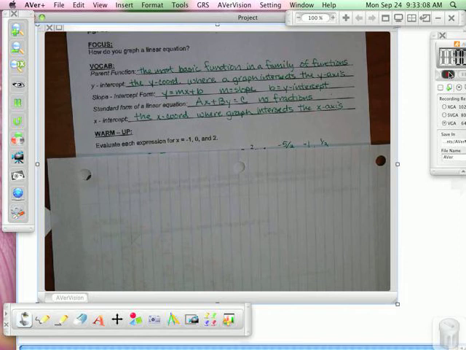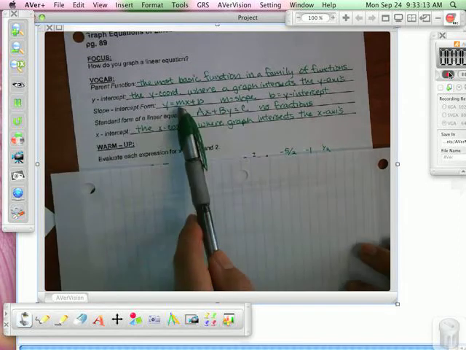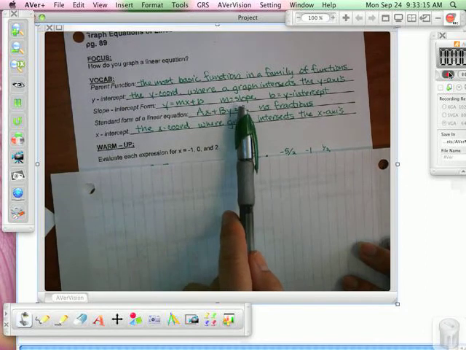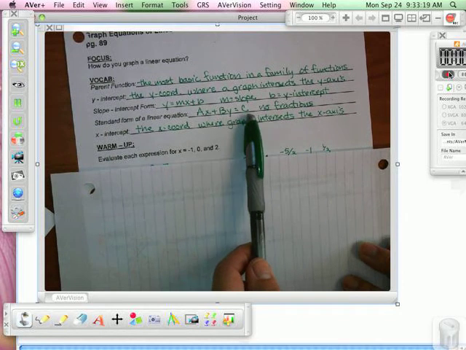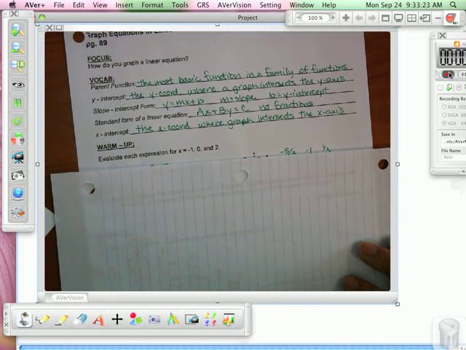So here we go. The slope-intercept form is y equals mx plus b. You're familiar with that. M is usually the slope, b is the y-intercept. Standard form is ax plus by equals c. There's no fractions in standard form, so if you get a fraction, you have to multiply through to get rid of it. We can talk about that.